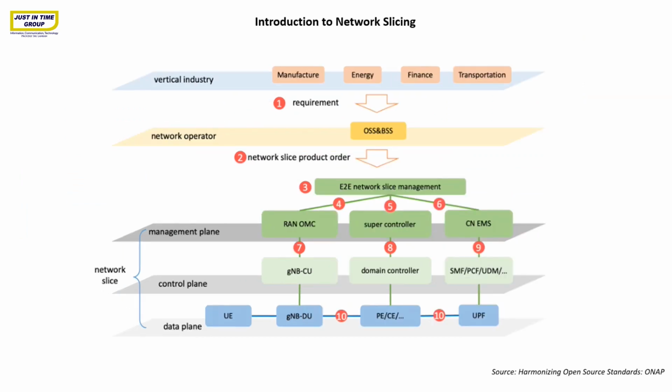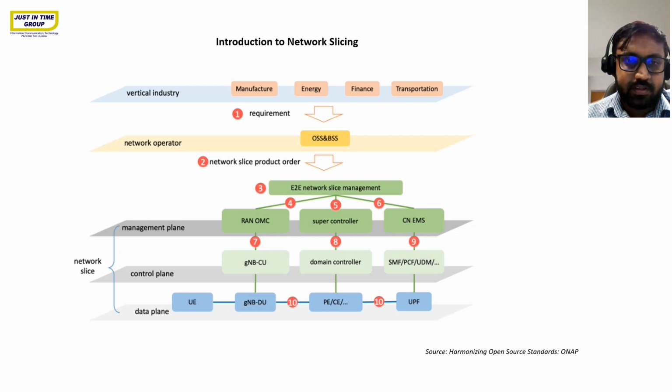On the top, you can see different industry verticals. It could be manufacturing, energy, finance, anything like that. So you can have different industry verticals, and then the network operator should be able to allocate radio resources, transport network resources, and core network resources accordingly. There could be a lot of planes. This is a diagram I have taken from ONAP. So you can have a management plane to control all those network slices. We will go through them in detail when we explain topics in the upcoming slides.